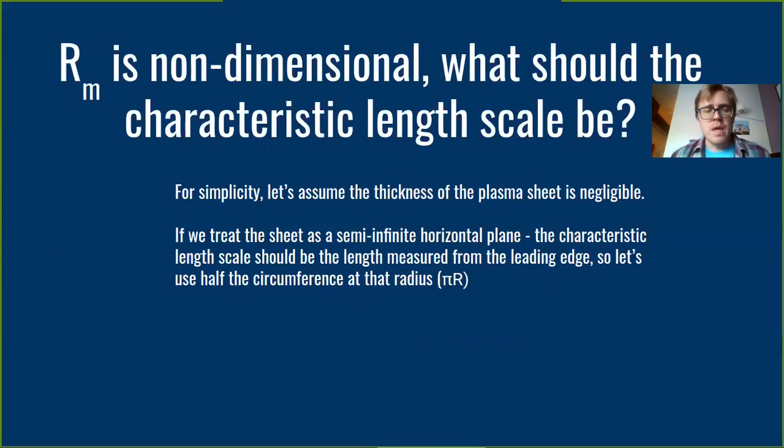And then if I were to treat this sheet as semi-infinite and just a horizontal plane, it makes sense to just look at the scale of the leading edge. So in this case, it would be like a half of the circumference. So the leading edge of that sheet at each different radial distance that I look at. So what I'm going to do is look at a handful of different radial distances from 10 to 40 RJ. And so the characteristic length scale that I'm going to use is basically half of the circumference at that radius. So I'm just going to go with pi r.